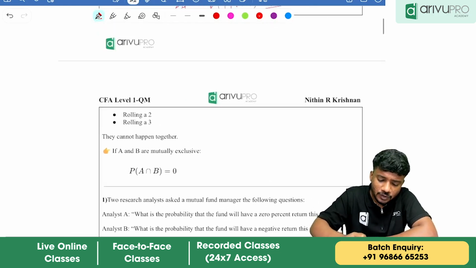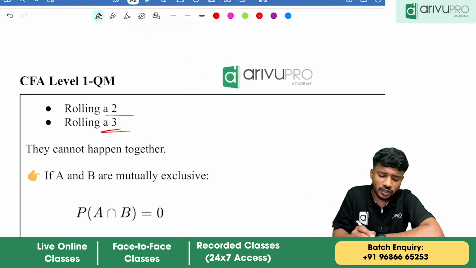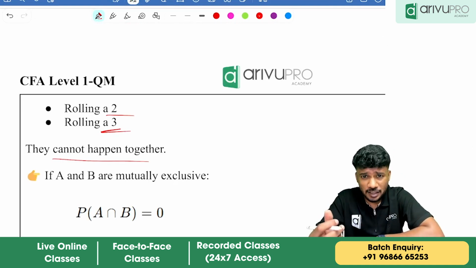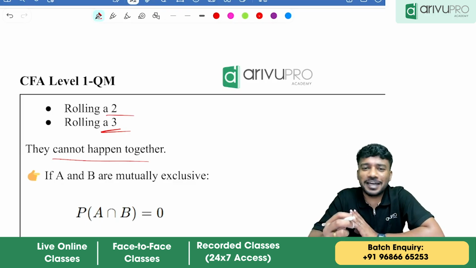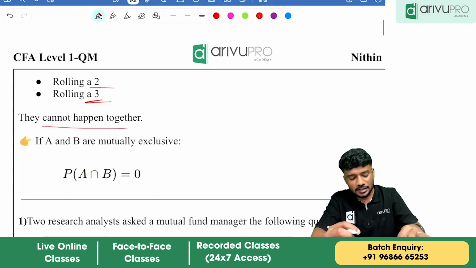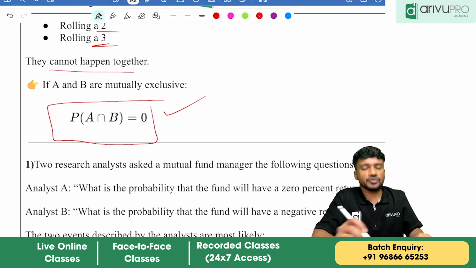Now, one example is also given. Rolling a 2 and rolling a 3. When we are tossing a die, can I get 2 and 3 at the same time? No. Either 2 or 3 or 1 or 4, 5, 6. Likewise only I'll get. I'll not get both of them at the same time. So the intersection value will be equal to 0.